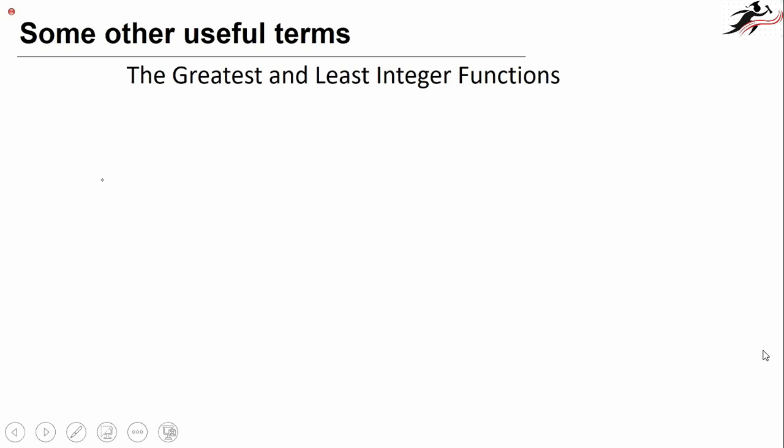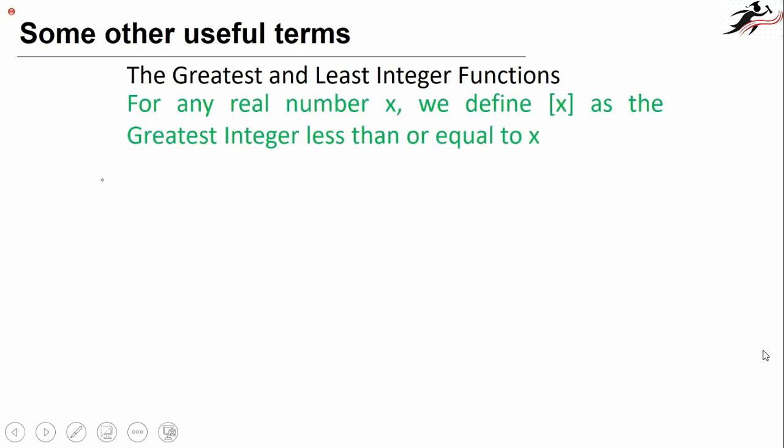Greatest integer and least integer functions. So how do I define a greatest integer function? A greatest integer function is defined as x in a box. And what does that box bracket represent? It's like I want an integer which is less than or equal to x. For example, greatest integer of 3.78. So I want an integer which is less than or equal to 3.78.